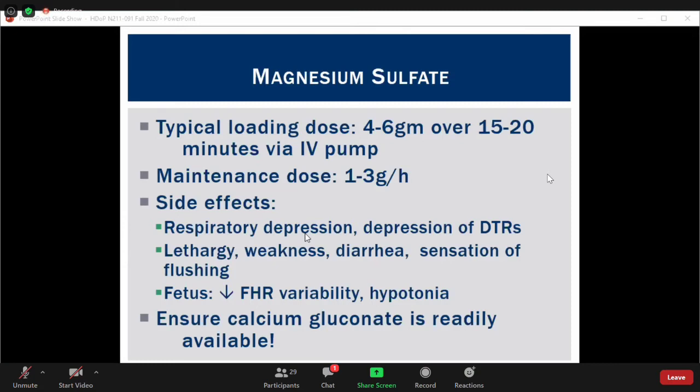So it's the same bag. You don't change the bag. The bag is connected. You just give a higher rate for the loading dose because you want to try to get that magnesium level up, and then you give the maintenance infusion.